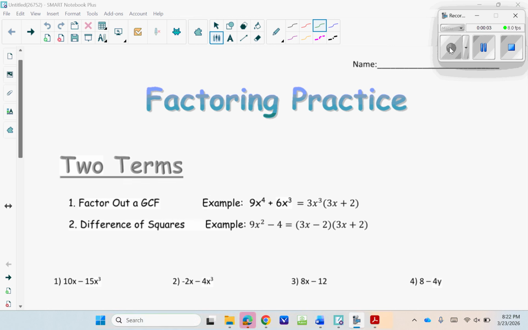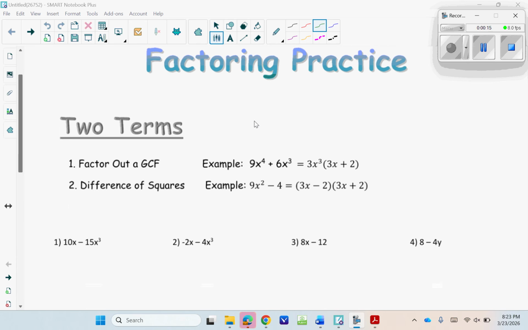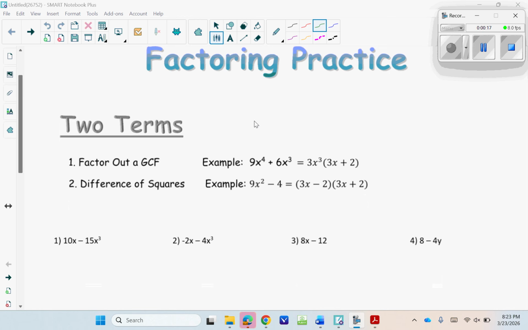Hi guys, welcome to the Unit 6 first test review. We're going to focus on just getting really good at 2 terms, then 4 terms, and 3 terms. So we're going to kind of go in that order, and then we'll end up with solving word problems, stuff like that.